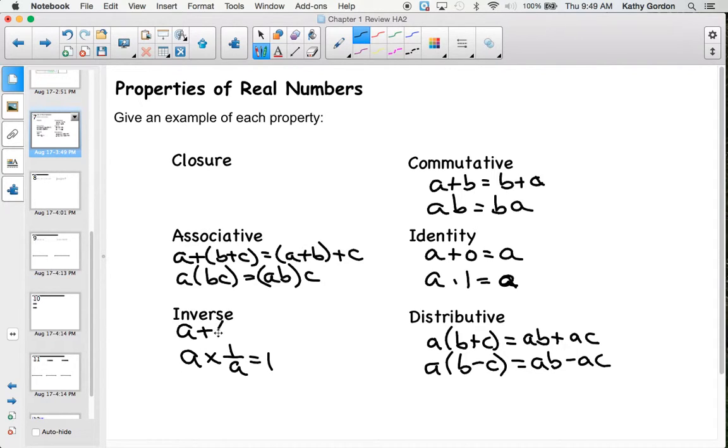Negative. The negative, yep, the opposite. And what will that give me? 0. So the inverse property is sort of that undo property. How do I undo what I have? So if I start with A and I want to add, I have to add the opposite to undo it and get 0. If I'm multiplying, I have to multiply by the reciprocal to end up with 1.